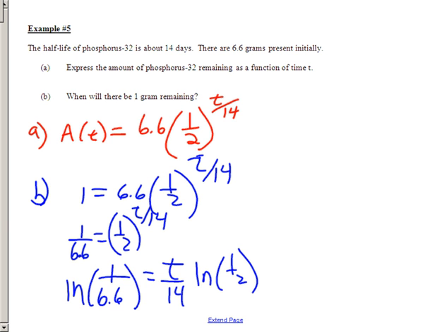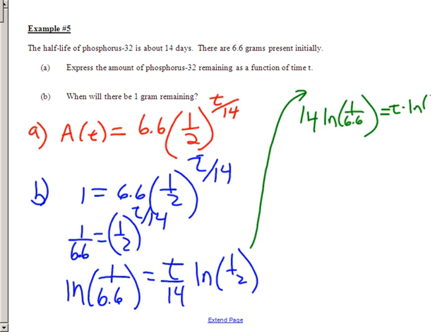If I want to solve for t, I can multiply both sides by 14. I'll bring this back up here. If I multiply both sides by 14, I'm going to get 14 times the natural log of 1 over 6.6 is going to equal t times the natural log of 1/2. And the natural log of 1/2 is just a number, so I divide by that.